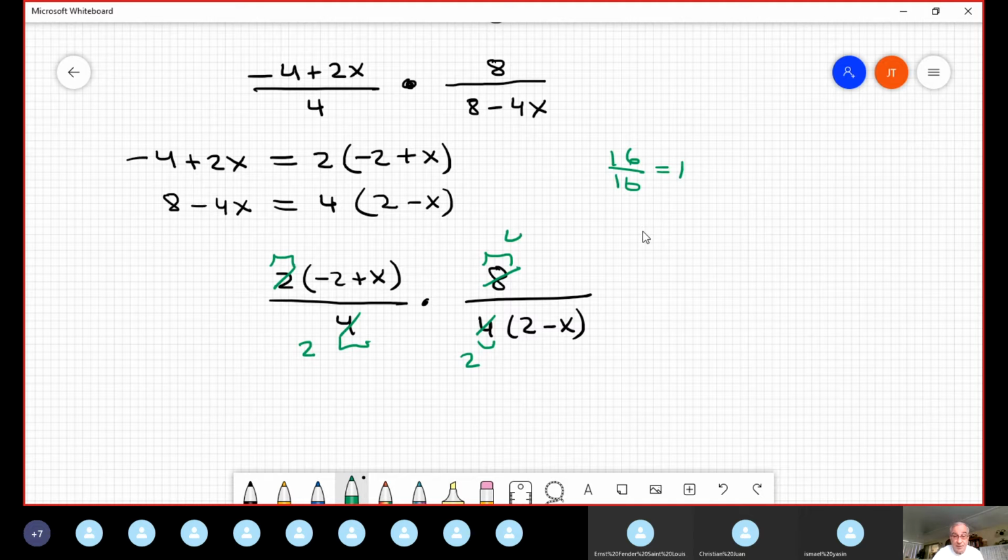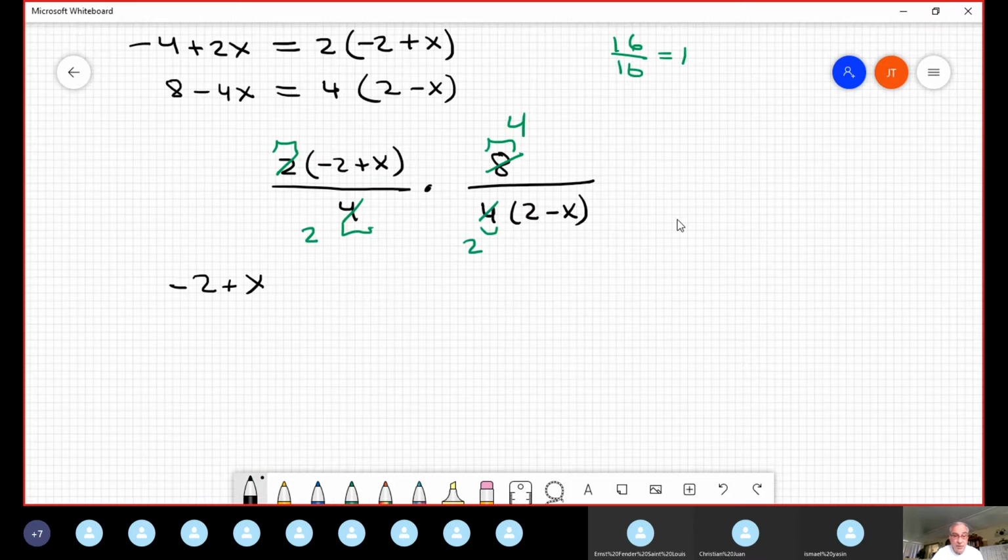Now, the complicated part, which is totally new for you, is when you divide, pay attention now, minus 2 plus x divided by 2 minus x. Ooh, they are family, but it's not the same. I know.